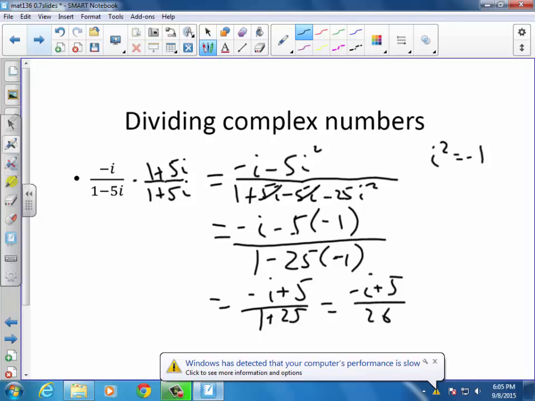Or if you're like me, you don't really like reading it as negative i plus 5. I'd rather see that as 5 minus i over 26. Plus, that's more in the form that they like. Or you can even split that up to 5 over 26 minus 1 over 26i. But anyways.